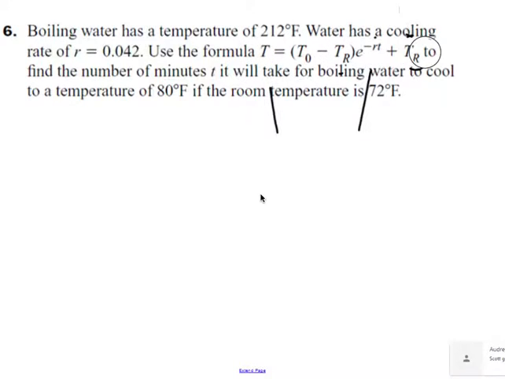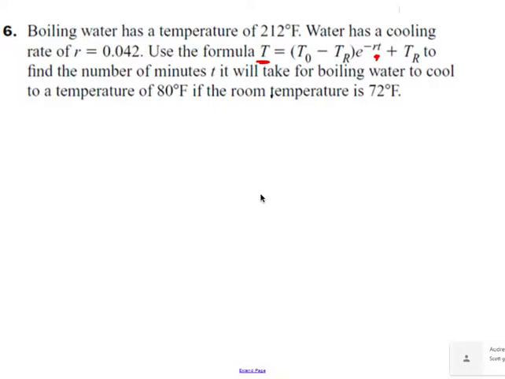However, some questions might give you different information to kind of throw you off. For example, in this one, they want you to find the T, so they want you to find the input when they give you the actual output of the equation. Again, this formula is really designed for you to put in the input T as in time and the output T as in temperature of the object at any given time.